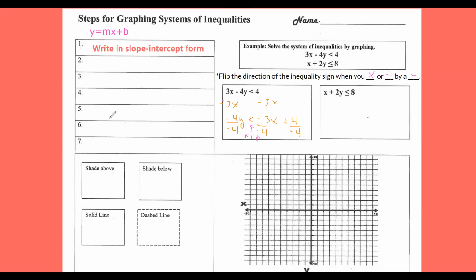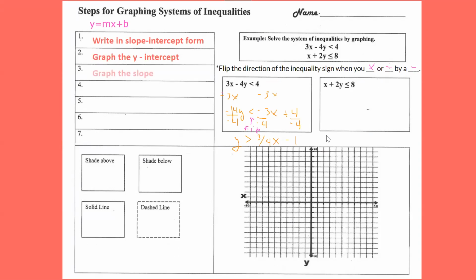So these cancel, and we get y. Instead of it being less than, now it's going to be greater than. Negative 3 divided by negative 4 is just going to give us a positive 3/4. And then 4 divided by negative 4 is going to be a negative 1. So we have our first line. Our next step is to graph the line.